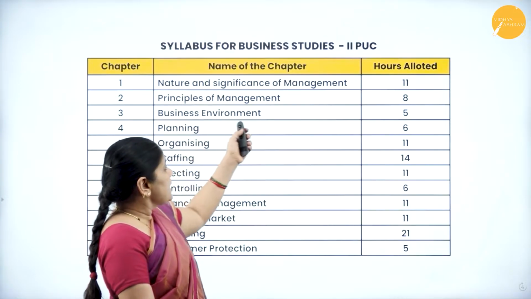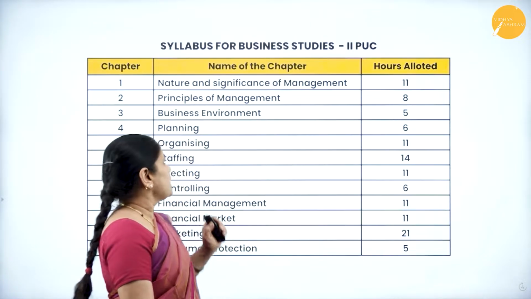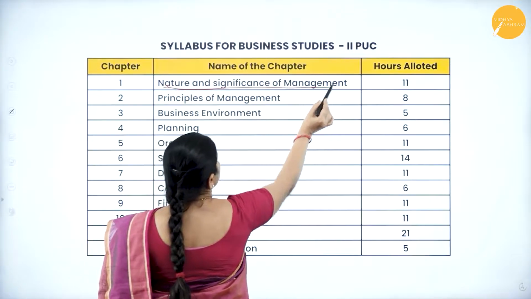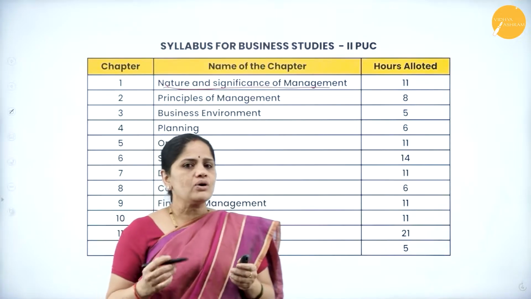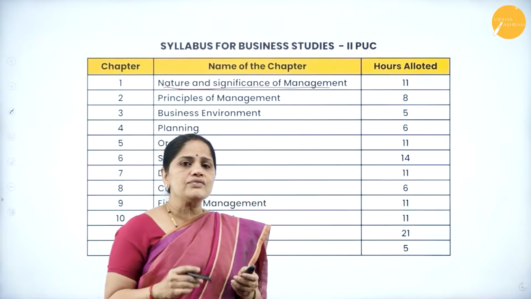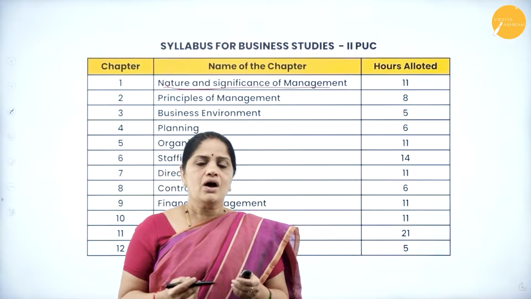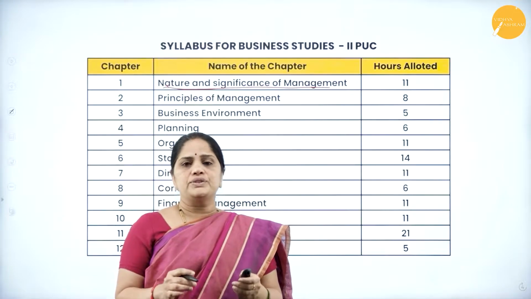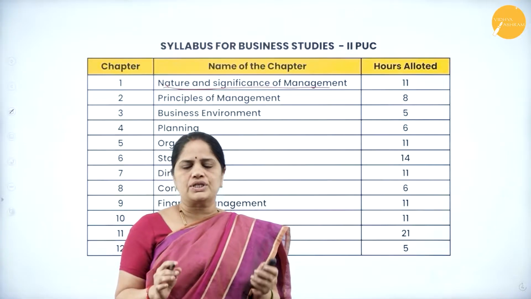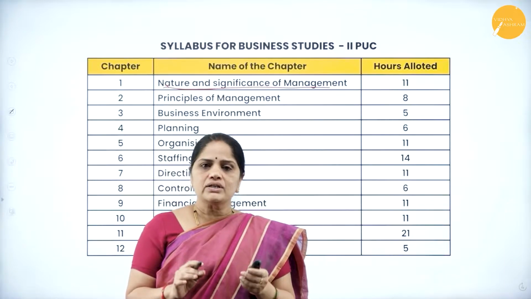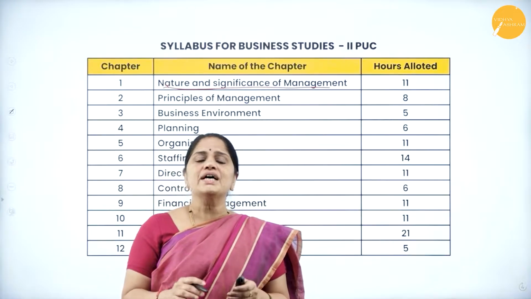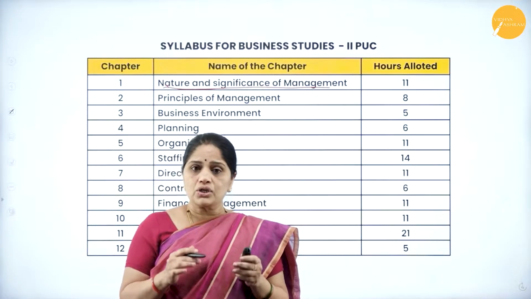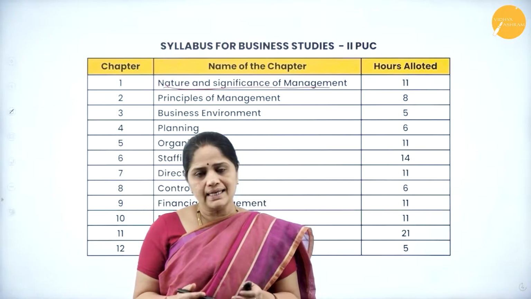So first one is nature and significance of management. So in this chapter, we will be studying about what is the significance of management. As you all know, management is the art of getting things done through others, or management refers to a body of individuals who are running an organization, or management means, also in the verb form, it is the work which is done by the topmost level of the institution, or topmost people who are heading the institution.